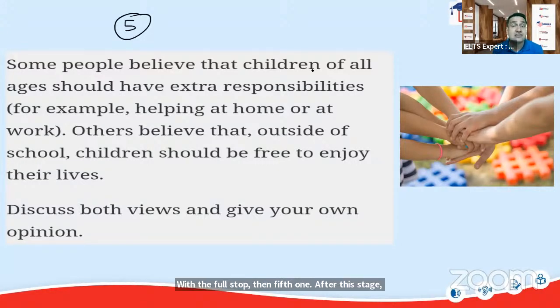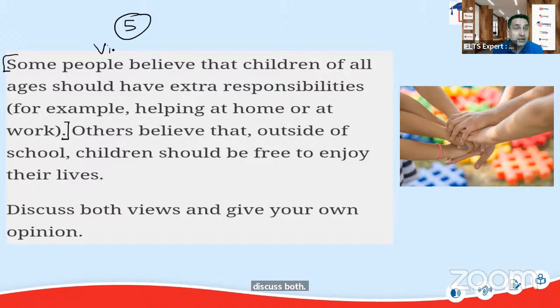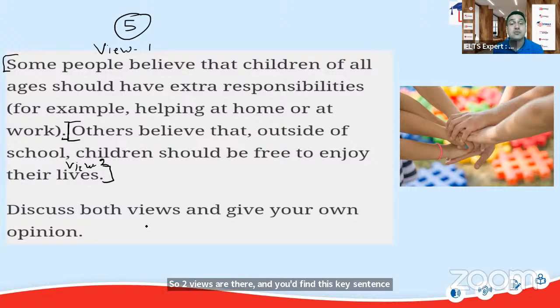Some people believe that children of all ages should have extra responsibilities, for example, helping at home or at work. Others believe that outside of school, children should be free to enjoy their lives. And then we got a statement: discuss both views and give your opinion. So you need to discuss both views. There is view one: some people believe this way, while others believe the other way. So two views are there, and you would find this key sentence with the question, discuss both views and give your opinion.